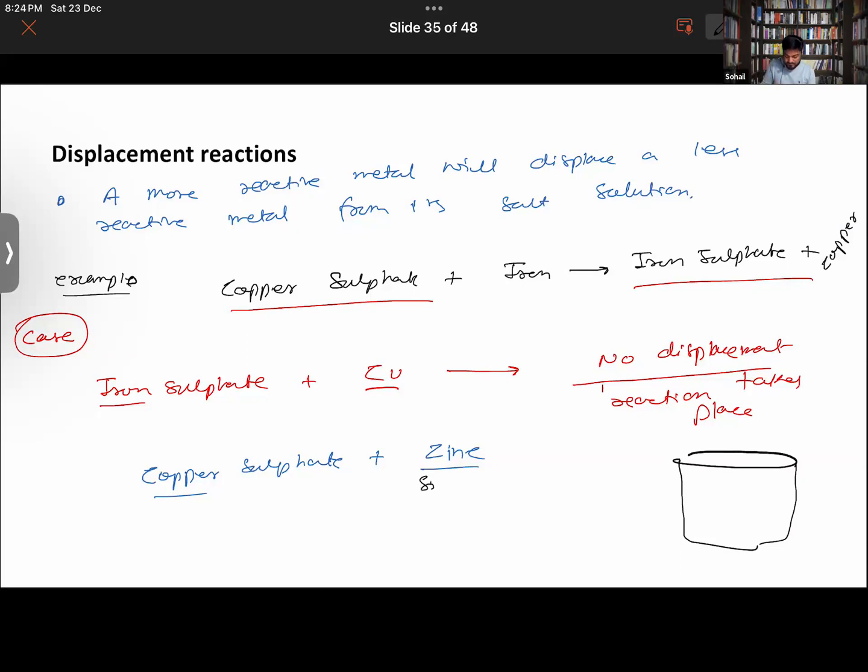This is silvery white in color. Okay? What is the color of copper sulfate? Blue. Okay, that is a blue solution.